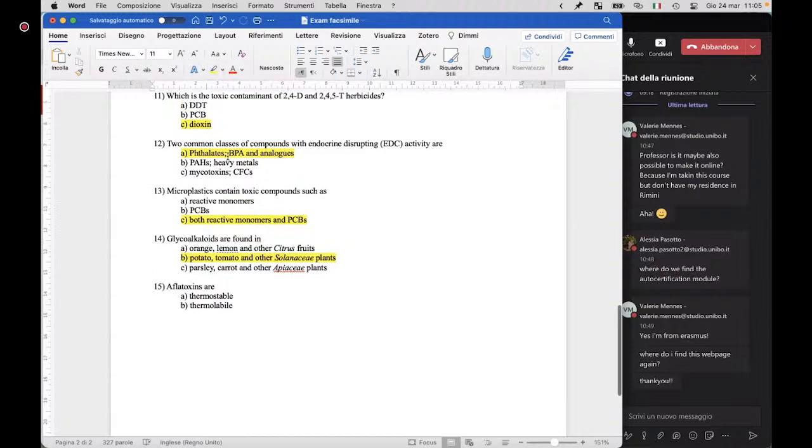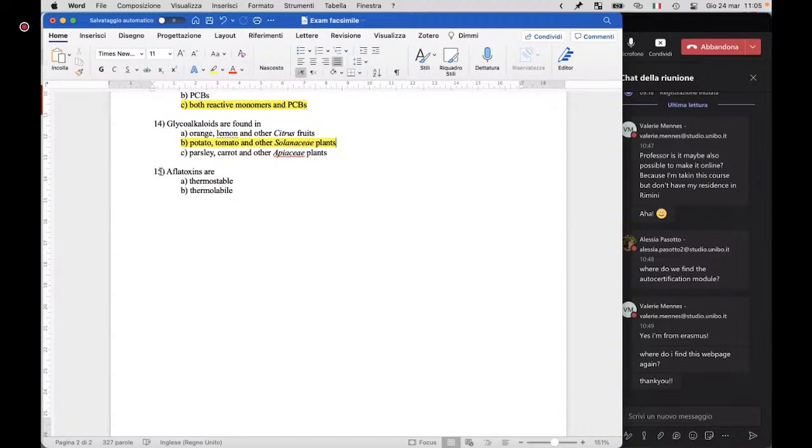Okay, and then the 15th, aflatoxins are thermostable or thermolabile. And in this case, you may remember that one of the main points of dangerousness of aflatoxin is that they are thermostable, so they will contaminate even cooked food. Okay, so this is the correct one.